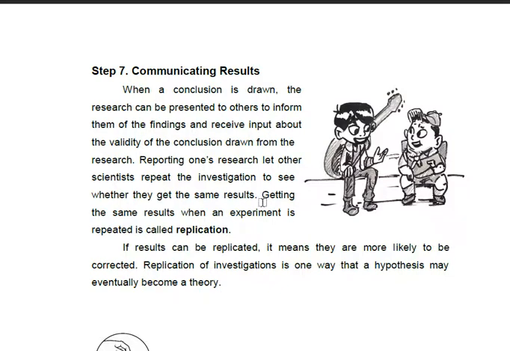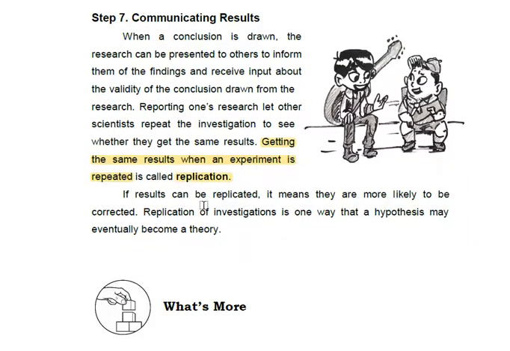So, that is called replication. Getting the same results when an experiment is repeated is called replication. If the results can be replicated, it means they are more likely to be correct. Replication of investigation is one way that a hypothesis may eventually become a theory.